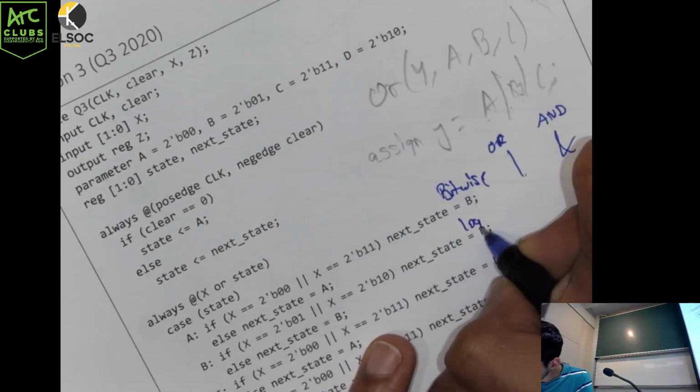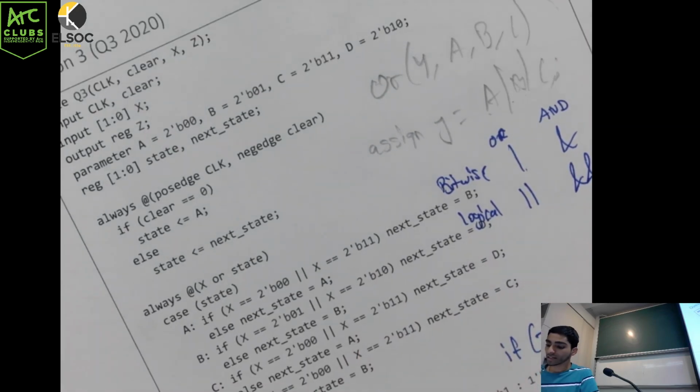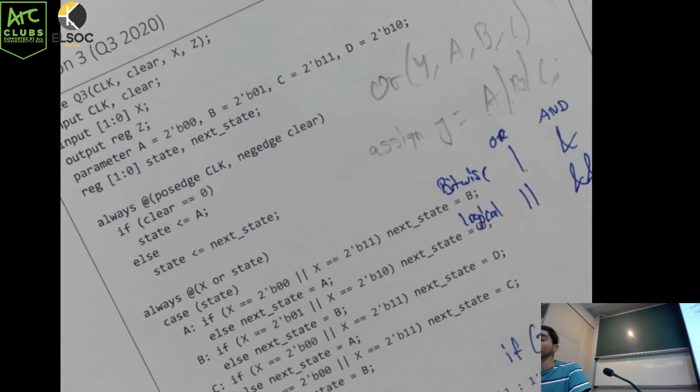And then we have logical, which is a double line or a double and, right? So this checks if that statement was true and the next statement was true. It's not checking them bitwise anymore. It's checking their truthfulness, so to say. Okay?